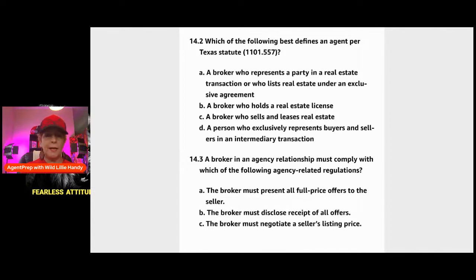Type your answer in the chat. Come on, come on. It is not C, so take another attempt.